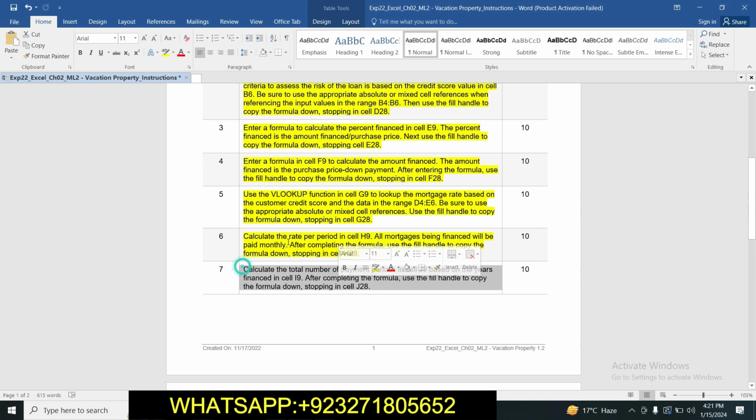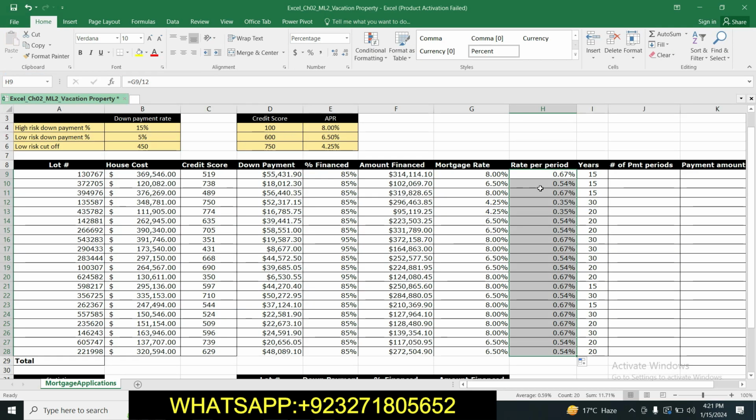Move to the next step, that is step number 7. Step 7 is to calculate the total number of payment periods in cell J9 based on the years financed in cell I9. After completing the formula, use the fill handle to copy the formula down, stopping in cell J28. We have to calculate number of payment periods in cell J9. Go to the Excel workbook in cell J9.